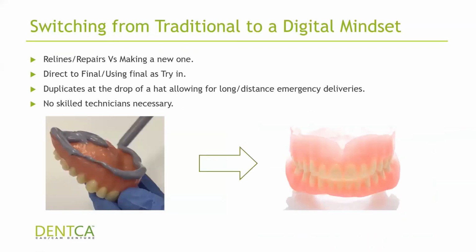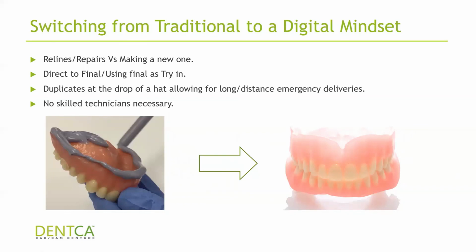And for that, it's important that the mindset is a switch. For example, many people ask me, do I need to do a reline or a repair versus making a new one? So yes, you can reline or repair a 3D printed denture, but if you're a laboratory, doing a rebase is probably going to cost you about $100, whereas if you're just reprinting the same denture, it's going to cost you about $50 or less. So why would you not do it this way?